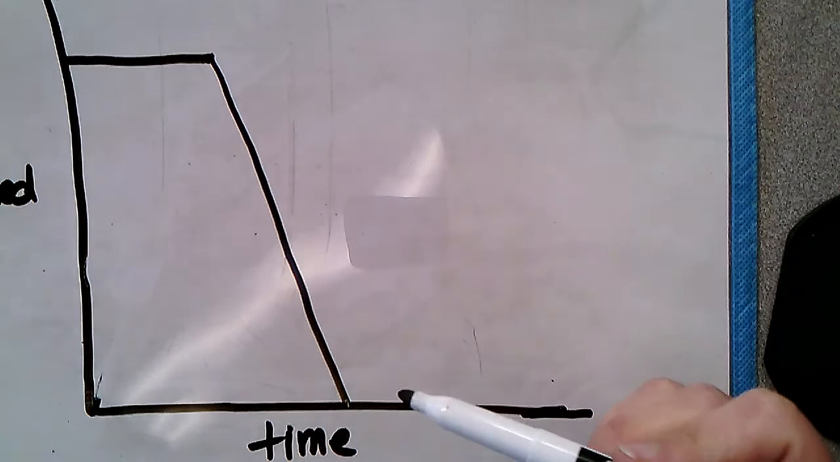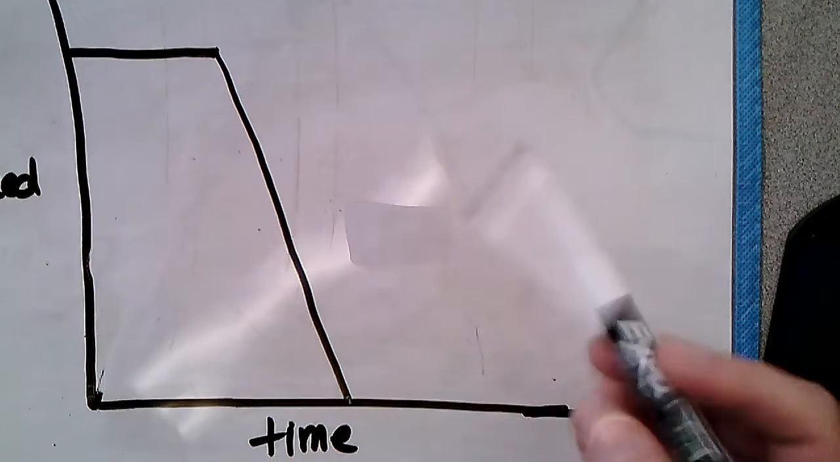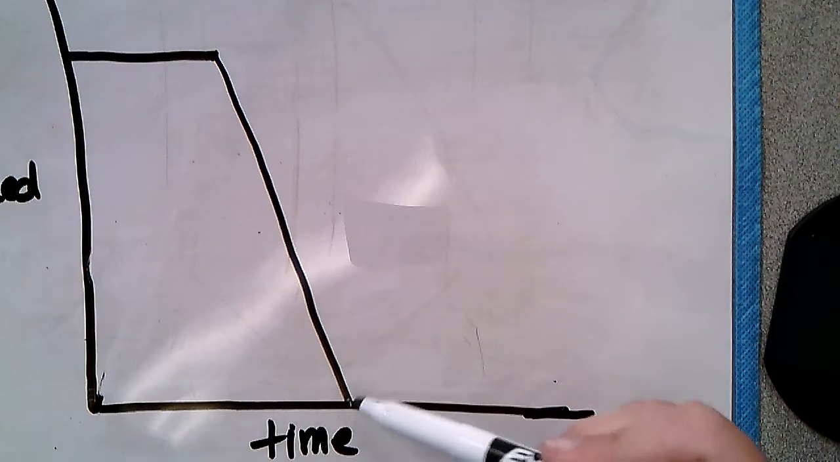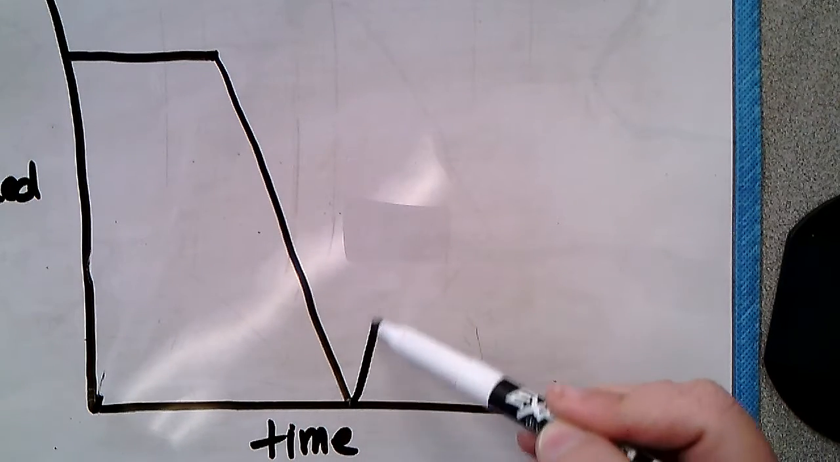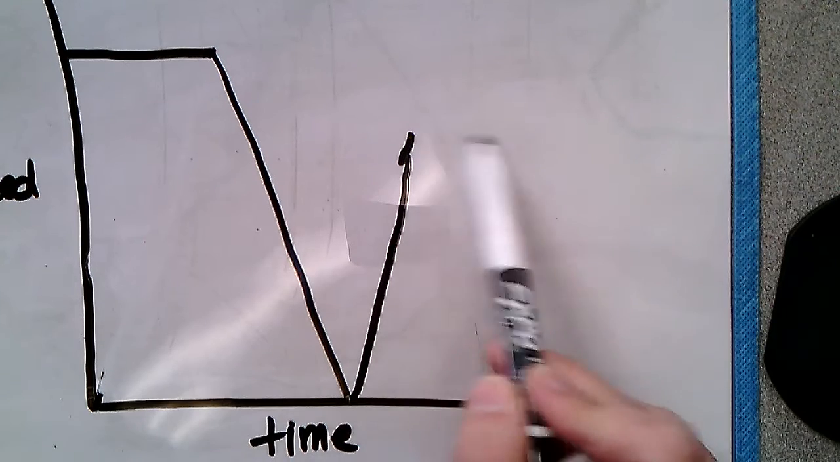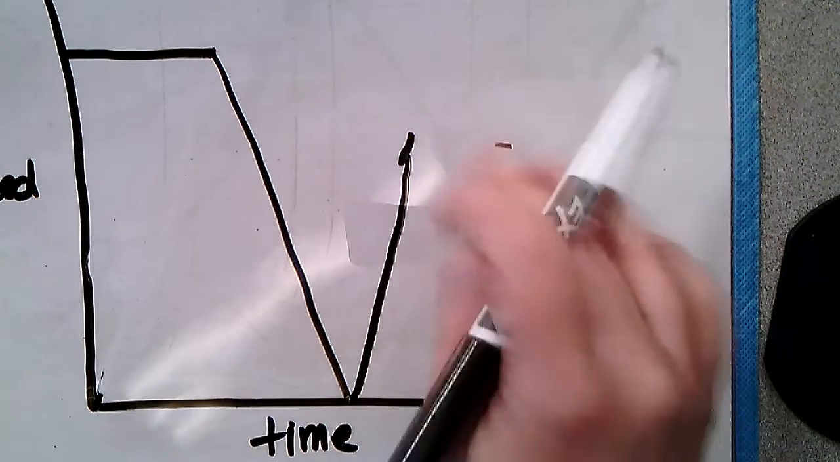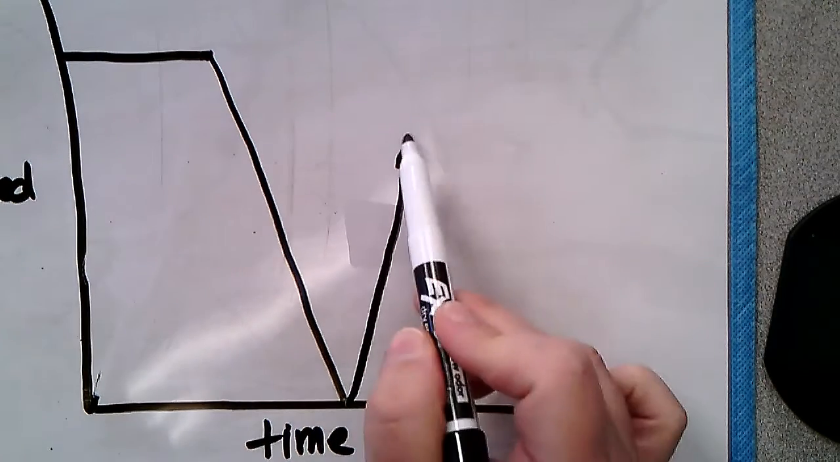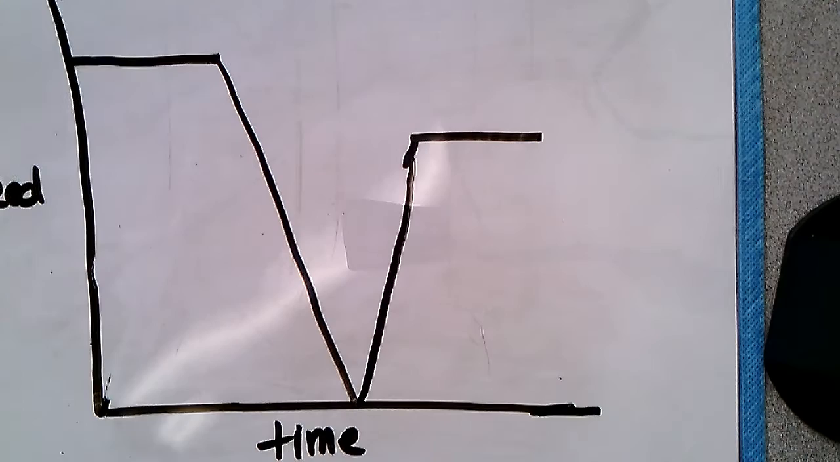So here's another personal choice. Does she learn her lesson or not? So she's going to, after she gets her ticket, she's going to accelerate again. Does she learn her lesson and go slower? Or does she go back the same speed that she went before? I'm going to show her learning her lesson.